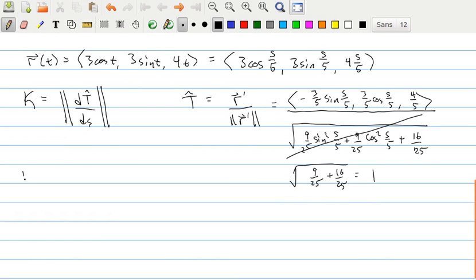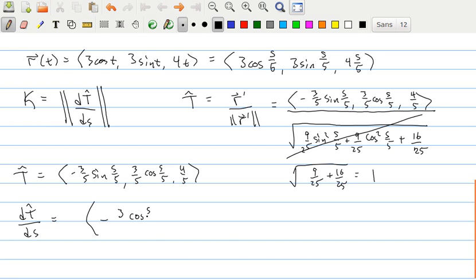So that tells us that our unit tangent vector is negative 3/5 sine of s over 5, 3/5 cosine s over 5, and 4/5. So that's our unit tangent vector. Now we want to take the derivative of this with respect to s. So dT/ds. So we'll go through and do our derivatives again. On the first term, we've got negative 3/25 cosine s over 5, excuse me, and the next term, we've got negative 3/25 sine of s over 5. And the last one, the derivative of 4/5 is 0.